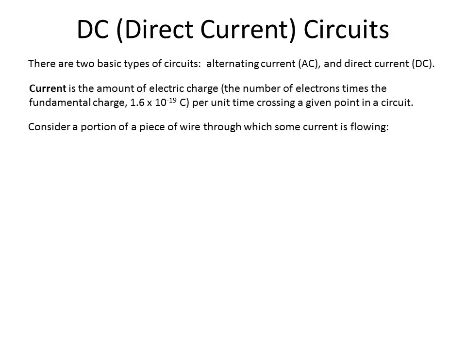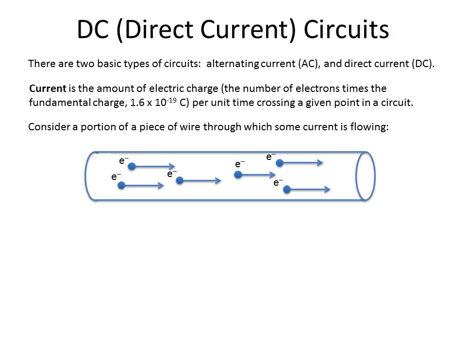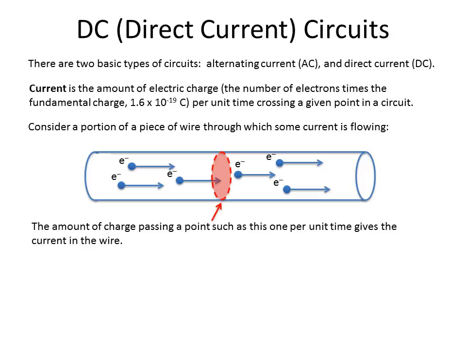Just to explain this a little bit more clearly, we consider a portion of wire through which some current is flowing. So in this diagram you can see we have our wire, and it has a bunch of little electrons flowing in it to the right. Now if we were to sit at a certain moment, or a certain point, and watch for a small moment of time, how many electrons were to cross this area, that would give us our current.